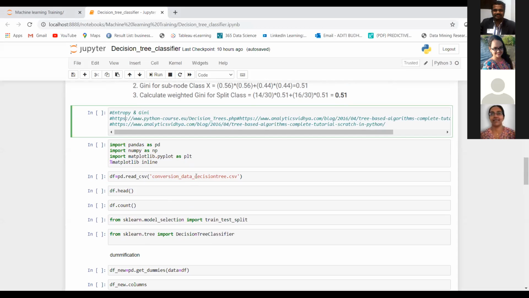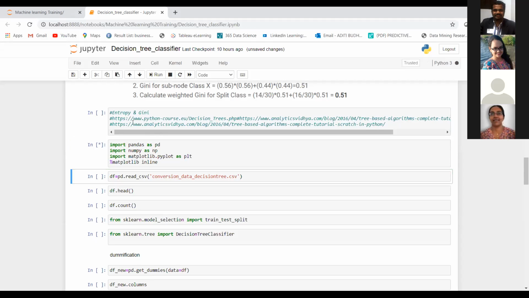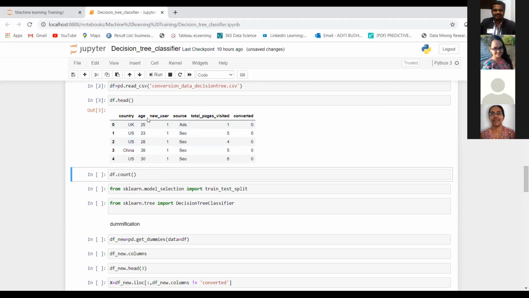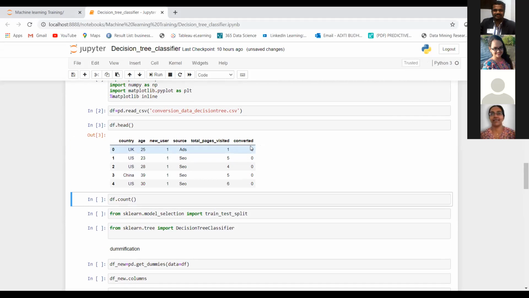Okay, now let us see how we actually build our decision tree classifier. We are importing our libraries which will be required. Then we are importing our data set. So we have this conversion data set. We had a look at this data set previously also. This is how it looks, and we are trying to predict if we were able to convert that prospect into a customer or not.